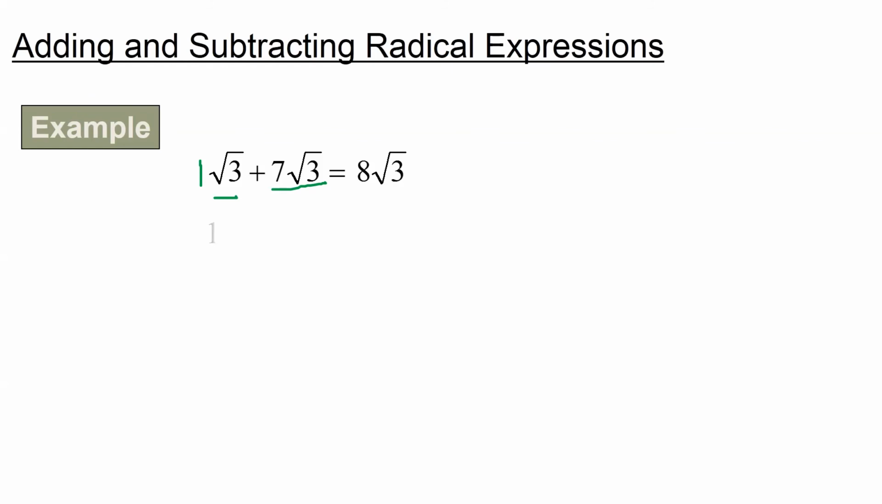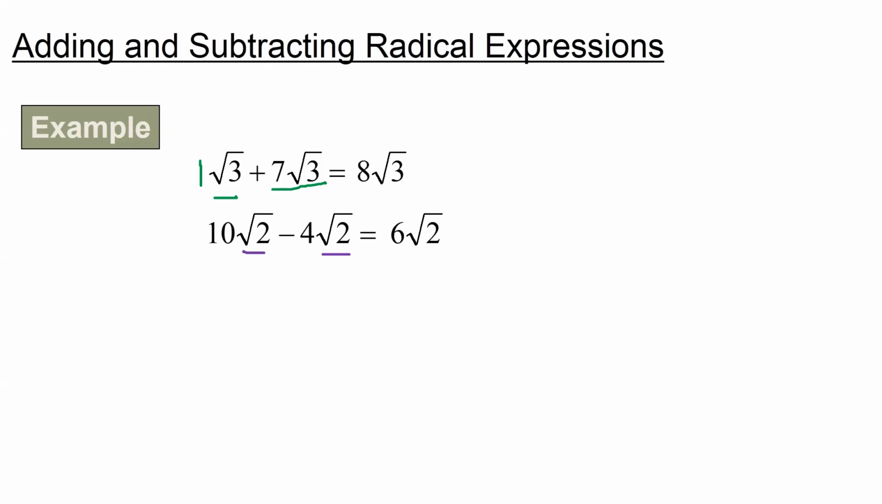Another example: 10 radical 2 minus 4 radical 2. Here you have two terms. You ask yourself, do you have the same radical? Yes, I have the same radical, which is radical 2. So can I subtract them? Yes, of course I can. So 10 minus 4 is 6 radical 2.